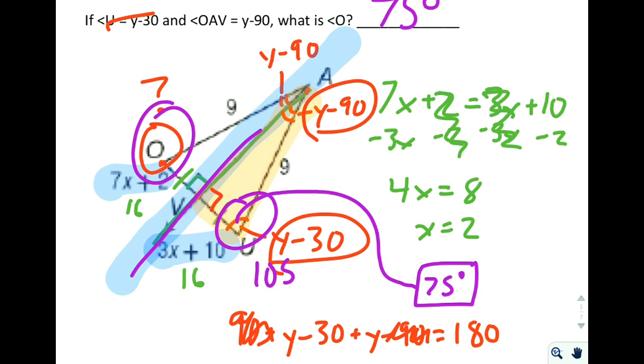If I want to check myself, I could plug that 105 up top. 105 minus 90 is going to be 15 degrees. And if I have 90 plus 15 plus 75, that'll equal 180.